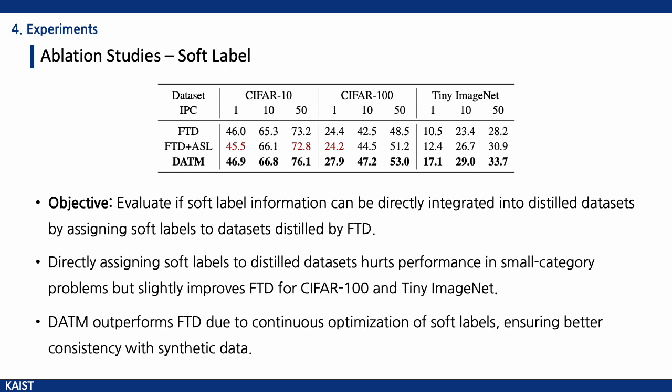The ATM, on the other hand, significantly outperforms FTD. This is because the ATM continuously optimizes soft labels during the distillation process. This optimization ensures better consistency between the synthetic data and the labels, leading to more reliable performance across various settings. This demonstrates the importance of not just assigning soft labels, but actively optimizing them to align with the synthetic dataset.